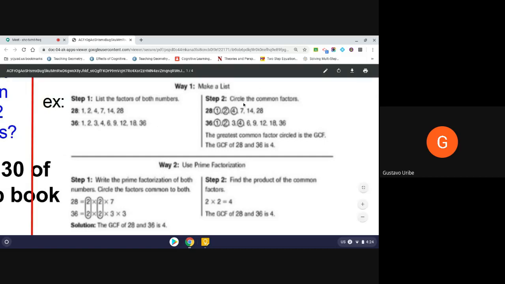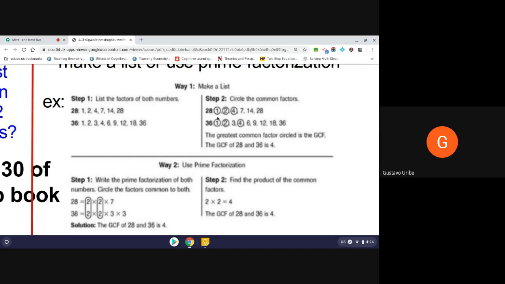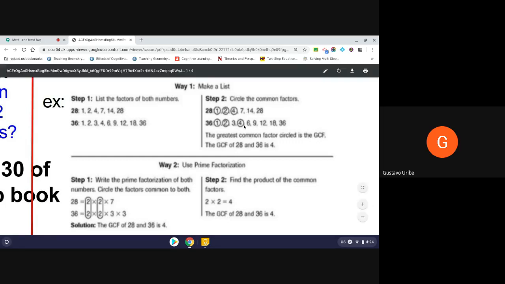So factors of 28: 1, 2, 4, 7, 14, and 28. Factors of 36 are these. For step two, we would go through this list and circle the common factors. Then we see that the greatest factor that is circled is 4. So therefore, the greatest common factor of 28 and 36 is 4.